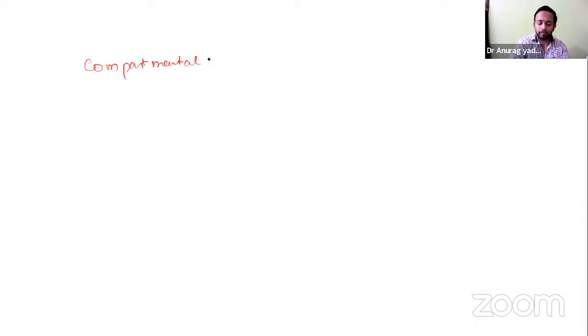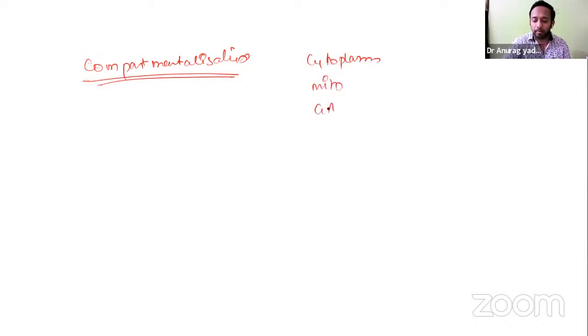Compartmentalization. As I already mentioned, the name itself tells that compartments are there in the cell. What are the compartments? For example, cytoplasm is one compartment. The mitochondria is another compartment. Golgi apparatus is one compartment. Endoplasmic reticulum is another compartment. Lysosome, peroxisomes, or nucleus. All these are different compartments, and enzymes are present in these compartments separately.